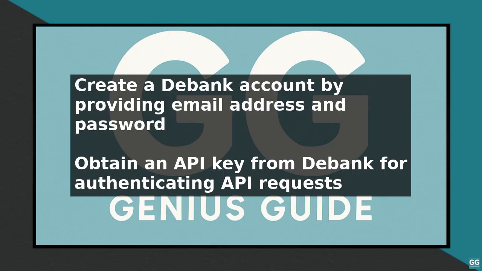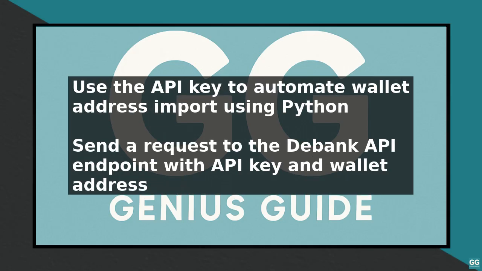The Debank API provides an endpoint for importing wallet addresses, which requires the API key and the wallet address as parameters. You can use a programming library such as requests in Python to send a POST request to the endpoint with the required parameters. For example, you can use the following Python code to import a wallet address into Debank. The code sends a POST request to the Debank API endpoint with the API key and wallet address as parameters.